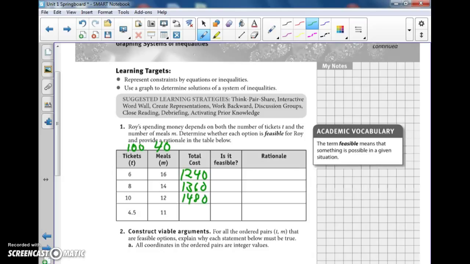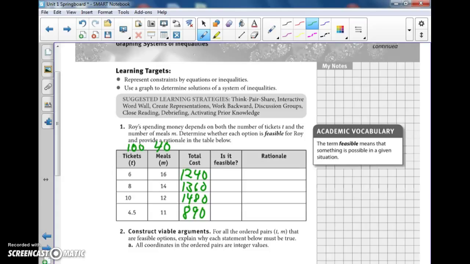And then how about if he buys 4.5 tickets and 11 meals? 890? Now say again, how much is it? 270? No, it's not 270, I know that for a fact. 890? Okay, so 890, everybody say 890? Okay, good, 890, I agree with that. All right, now here comes the question.